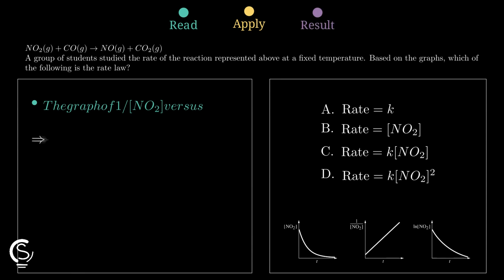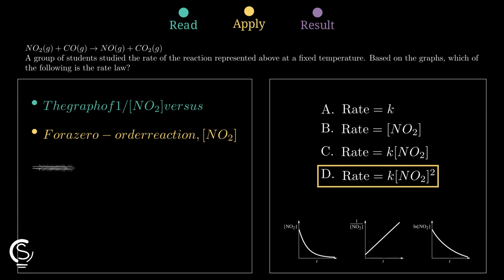Since the reaction is second order for nitrogen dioxide, the rate equals k times the concentration squared. This leads directly to our final answer.